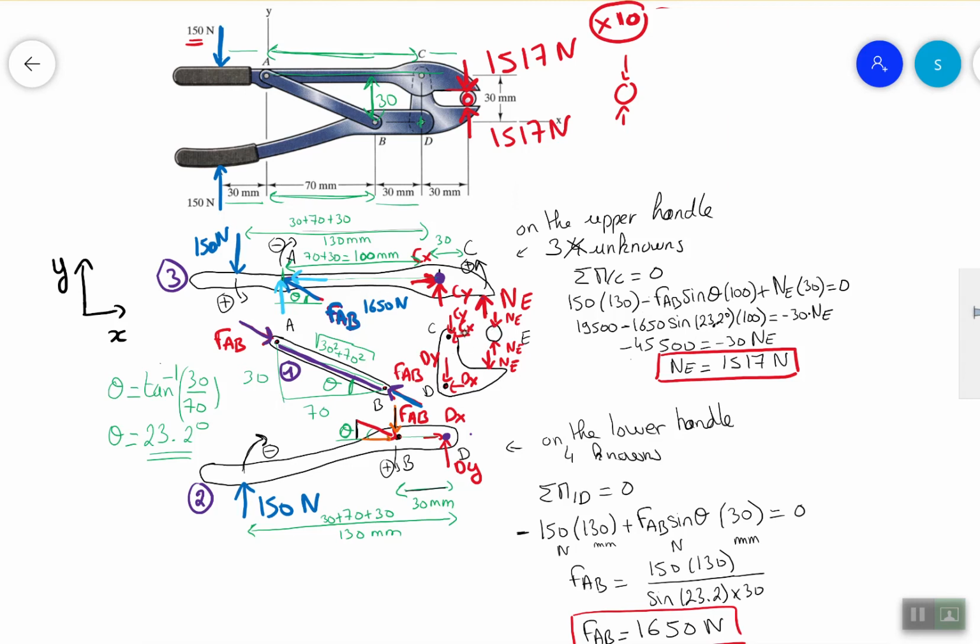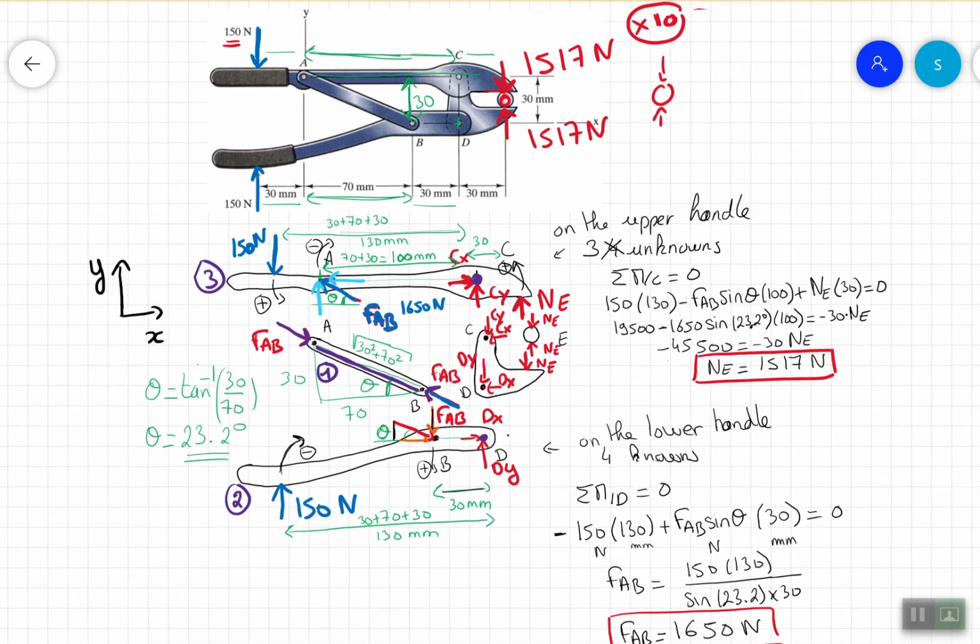This part, C, D, E, we could have used it, but I think this way was the fastest way. So that's it for this example.